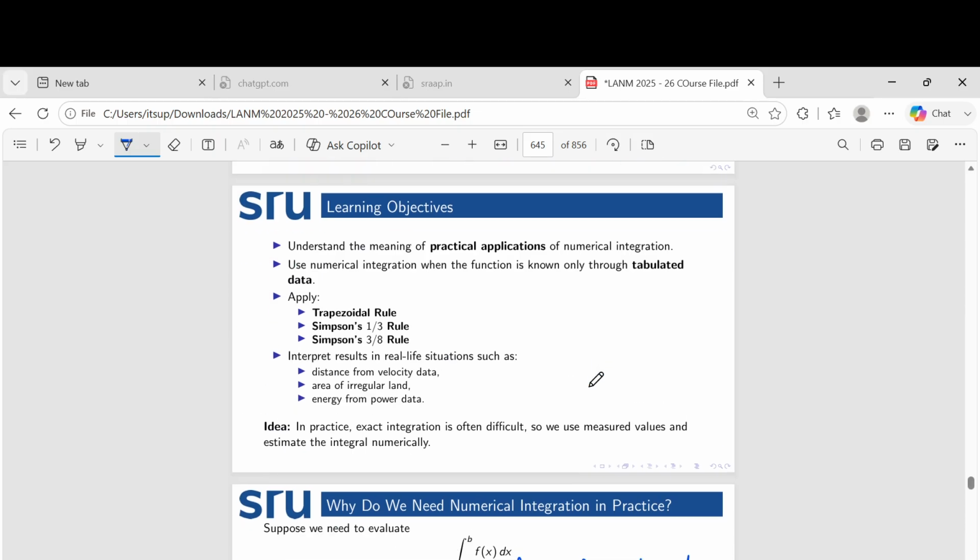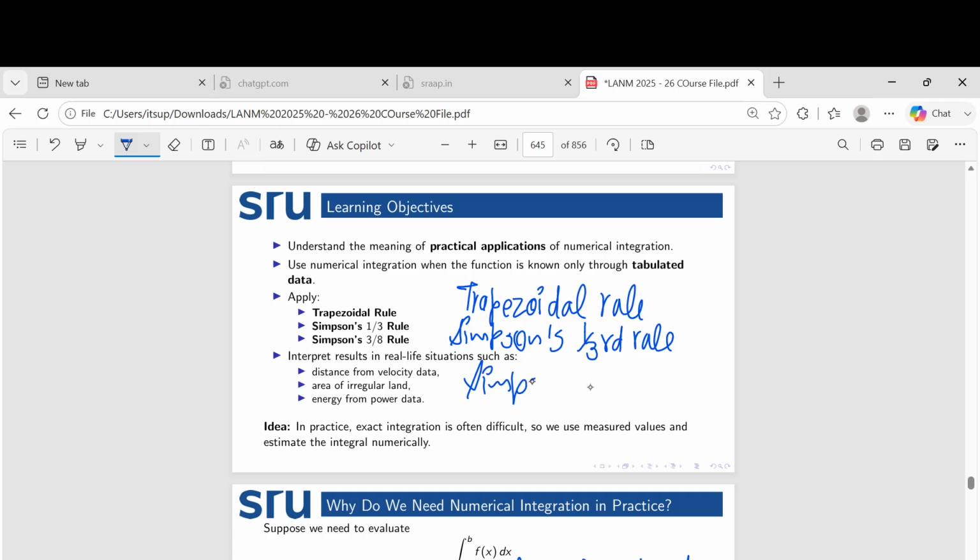So understand the meaning of practical applications of numerical integration. Use numerical integration when the function is known only through tabulated data. So this is the trapezoidal rule, and Simpson one-third rule. Next, Simpson 3/8 rule.